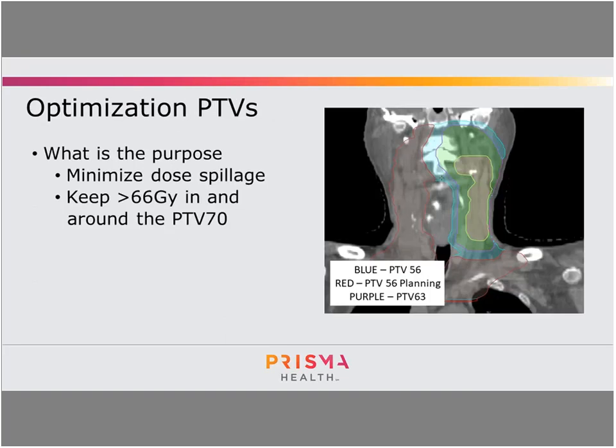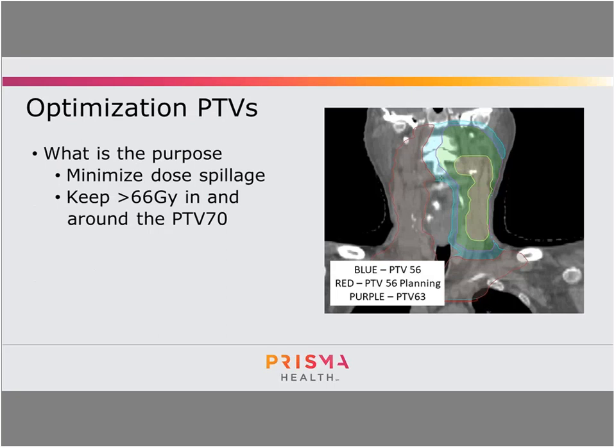And so just to jump right in, optimization PTVs. So typically people use these in head and neck planning, and there's a lot of different ways to make them. And so one of the purposes of the optimization PTVs is you really want to minimize dose spillage outside of the higher dose PTVs. So I have a picture up here of your standard head and neck, like a PTV 70, a PTV 63, and a PTV 56, let's just say. And the goal of the optimization PTVs is to keep those doses from spilling into the lower PTVs.